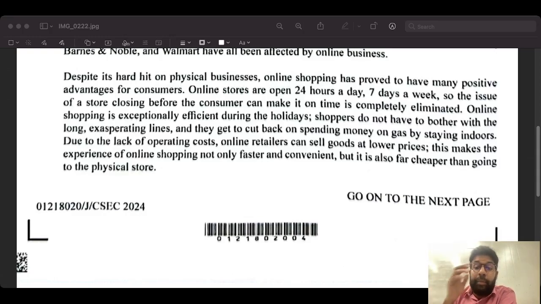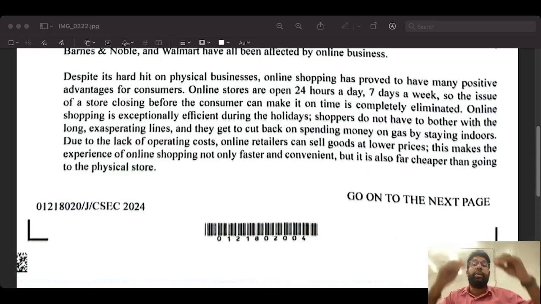Let's summarize that. It is more convenient, meaning you could go anytime. It's always open, it's convenient. It saves you money, and then they go on to say, due to lack of operating costs, online retailers can sell goods at lower prices. This makes the experience of online shopping not only faster and convenient, but it is also far cheaper than going to the physical store. And they save money from cheaper prices.